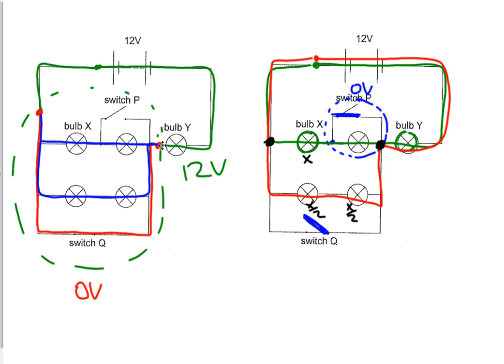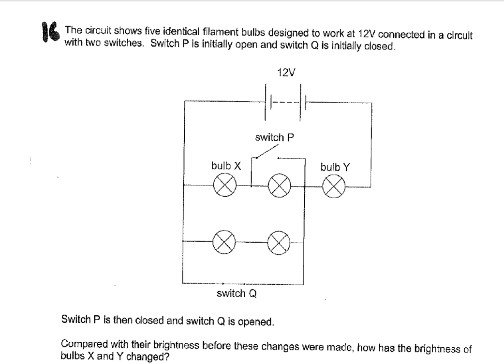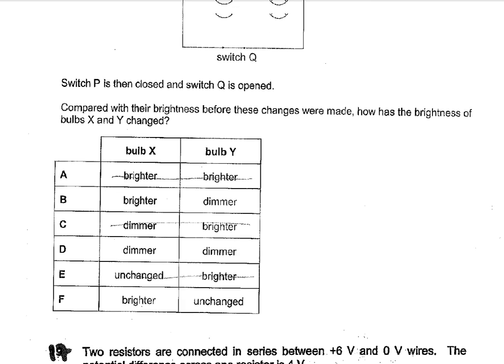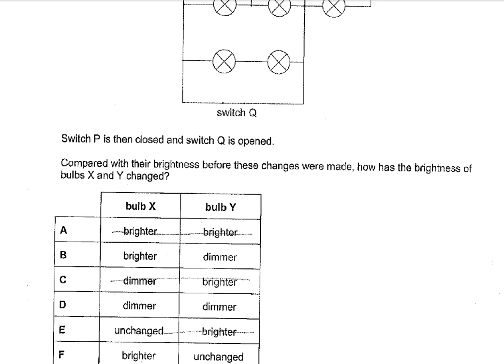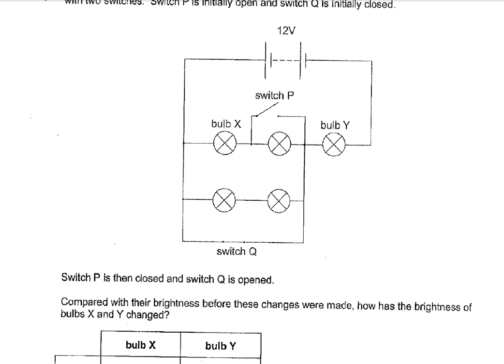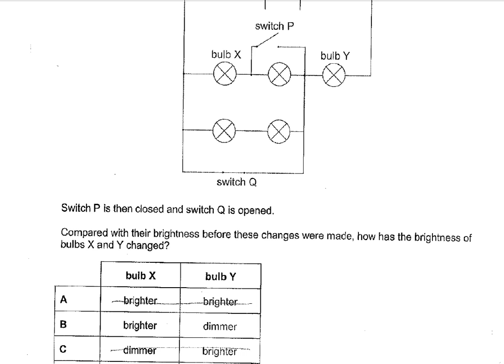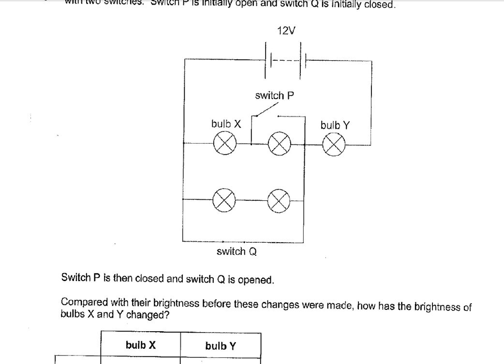I can't remember what the question was even asking about, but hopefully I've told you enough to work out the answers. What have we got to know? Oh, we only need to know about bulb X and bulb Y. So we don't even need to really care about these two bulbs below. Okay, so you just need to consider bulb X and bulb Y. So just think about the short circuits. If it's a short circuit, the voltage across that is zero. So any bulbs enclosed by a short circuit will not light. If there's a short circuit around any bulb, that bulb won't light.